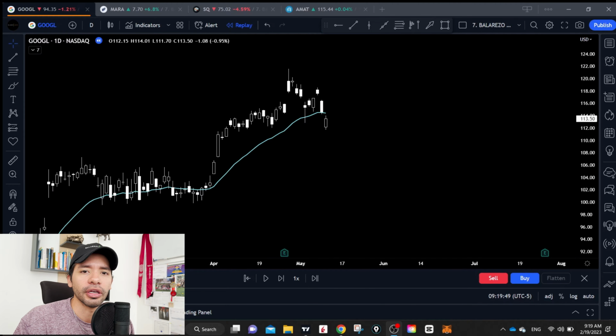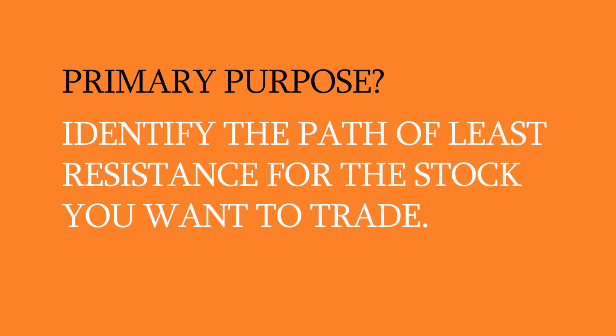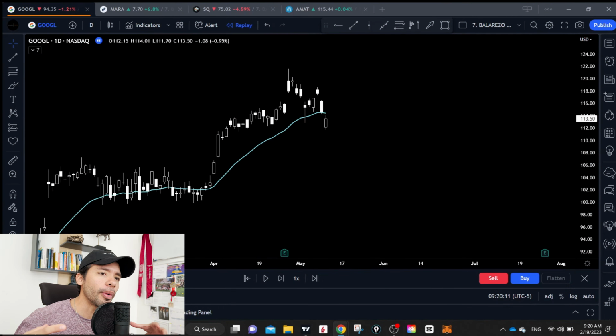So we can just start here. Let me just grab my thing so that we can start with the video. And the first thing that I wanna cover is what is the primary purpose of the 21 exponential moving average. And the primary purpose of the 21 exponential moving average is actually to identify the path of least resistance for the stock that I'm gonna be trading. So that's gonna be the primary purpose of the 21 exponential moving average, and one of the reasons that you should have the 21 exponential moving average on your charts.